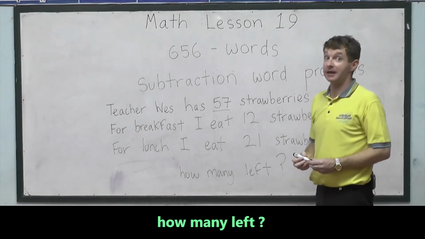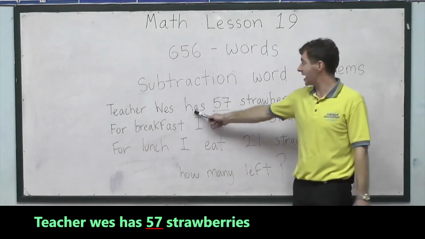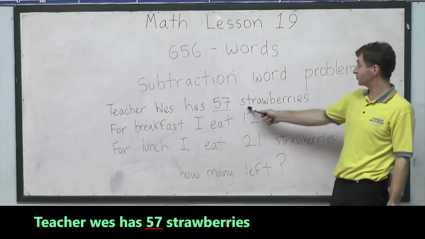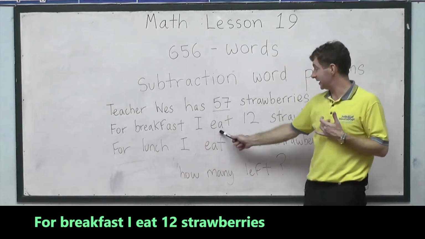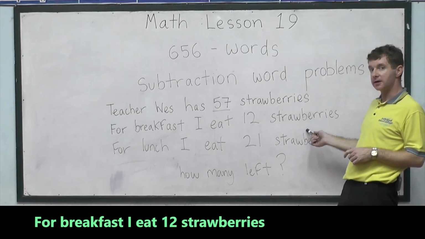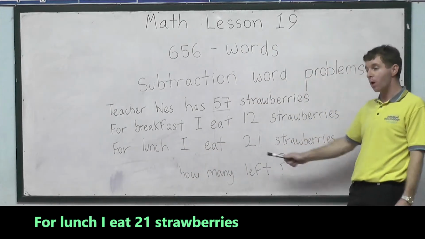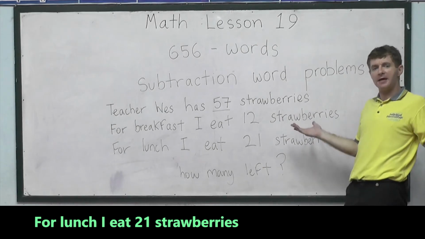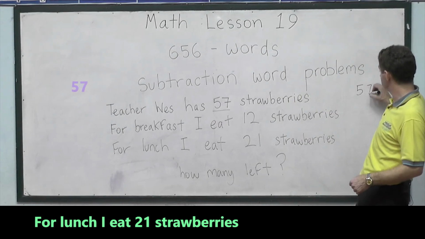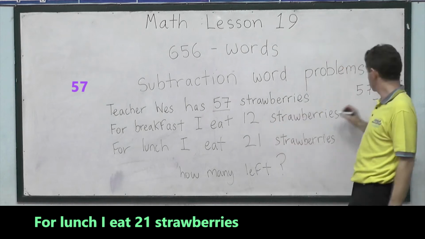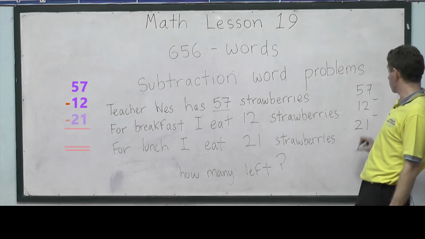So let's read together first of all. Are you ready? Teacher Wes has 57 strawberries. For breakfast, I eat 12 strawberries. For lunch, I eat 21 strawberries. How many left? So what do we need to do? We need to take 57 minus 12 minus 21.